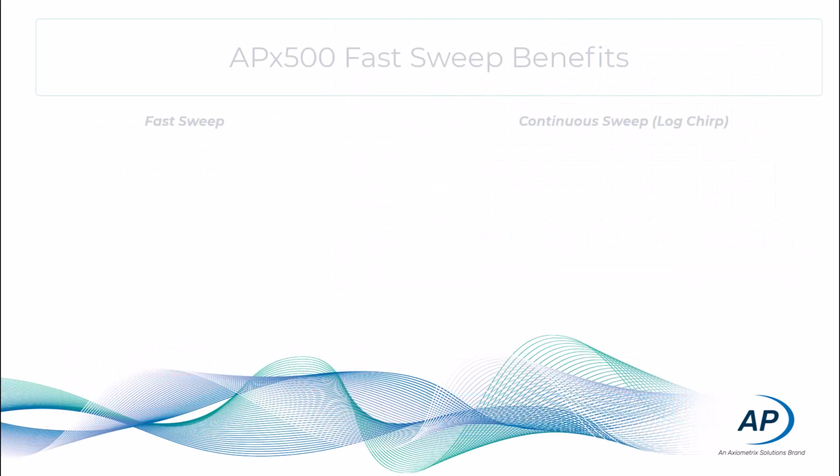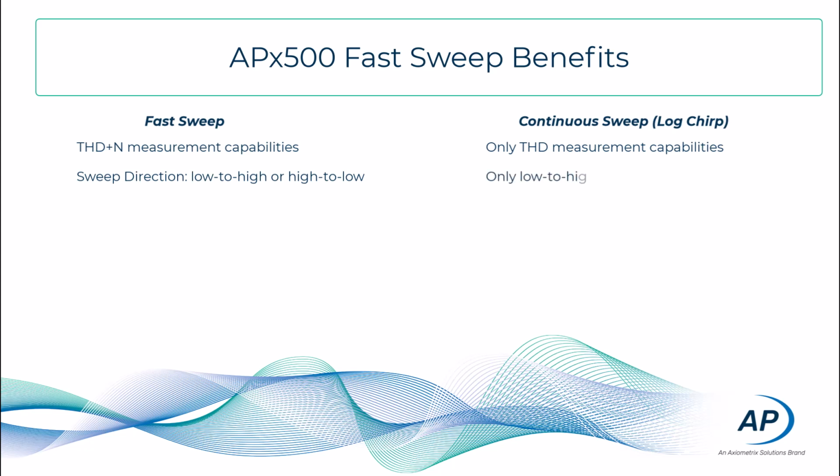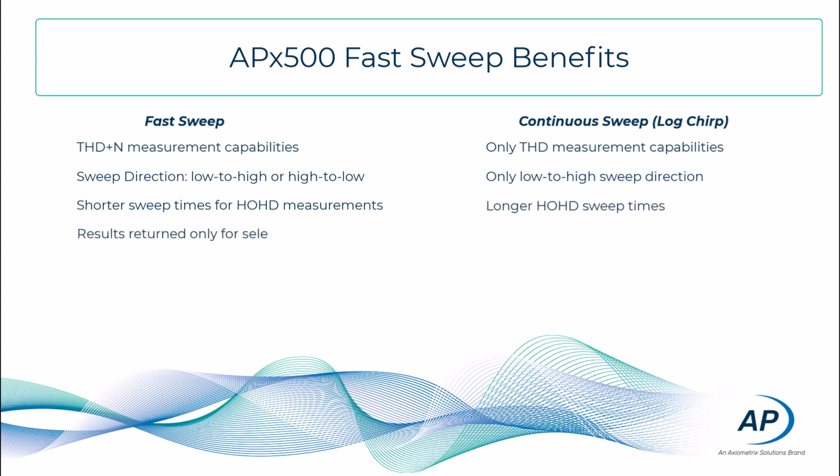What are the most significant benefits? First and foremost, the fast sweep can measure THD+N. In contrast, continuous sweep can measure THD, but cannot return the noise component of THD+N. Additionally, fast sweeps can be swept from low to high or high to low frequency, and do not require very long sweep times when you want to measure very high order harmonics. Finally, fast sweeps return results for only the precise measurement points you select.